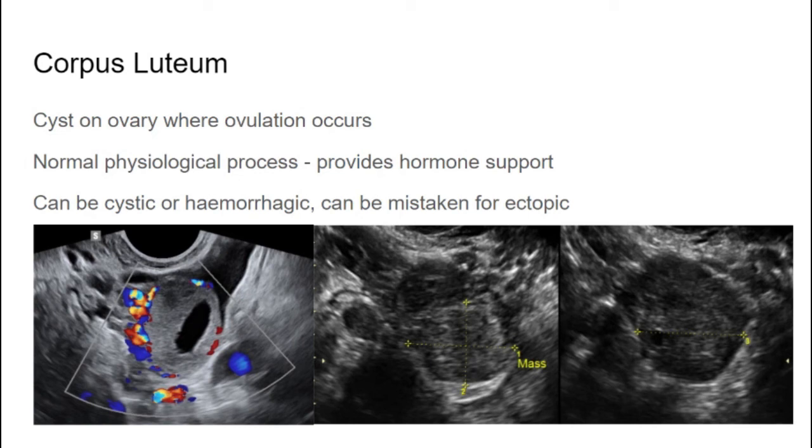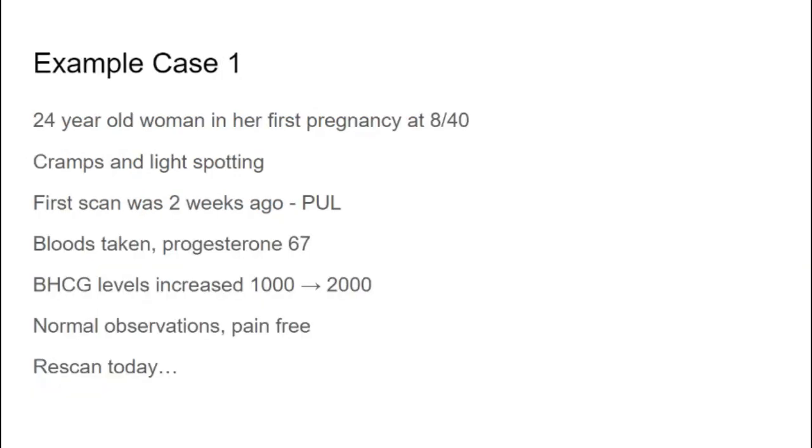So here you can see this is a hemorrhagic corpus luteum, where it has that speckled appearance. And this one's much more cystic, so you can see there's the cyst part in the middle, the ovary round the outside, and then the blood flow. And you can see, if you weren't really paying careful attention to where that is and what it's attached to, how that could be mistaken for an ectopic pregnancy.